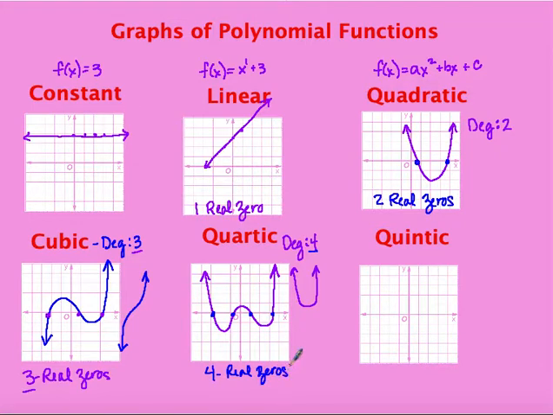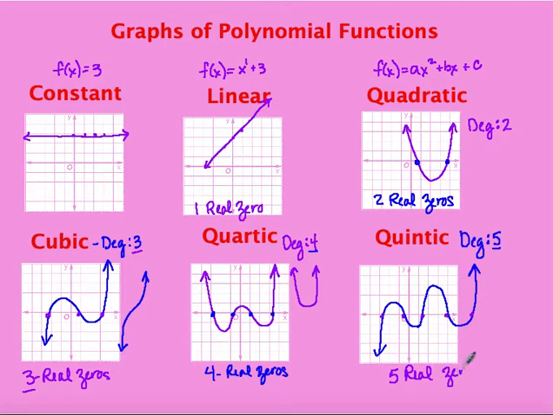And our last one that we're going to talk about today is a quintic. A quintic is a polynomial function of degree 5. And in its most complicated version, it crosses the x-axis 5 times: 1, 2, crosses 3, crosses 4, crosses 5 times to give us 5 real zeros.